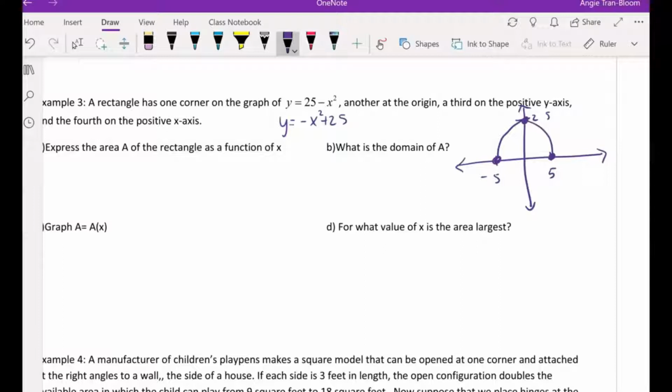Then it said you have a rectangle. One, it's on this curve. There you go. One, that's one vertex. Another one at the origin. The third on the positive y-axis, because the rectangle, this has to line up where you plot the first dot. And the last one on the positive x. And again, same thing, because the rectangle, this has to line up.